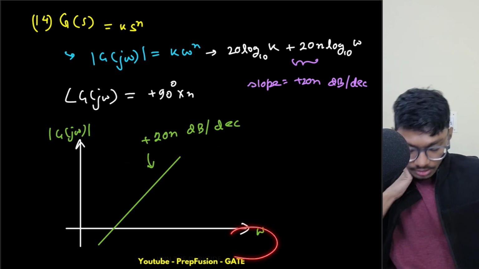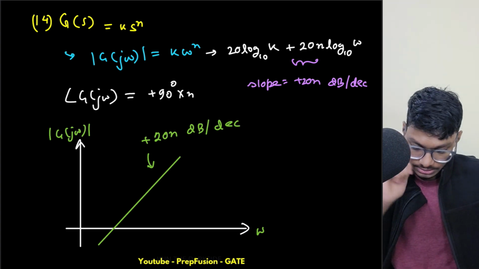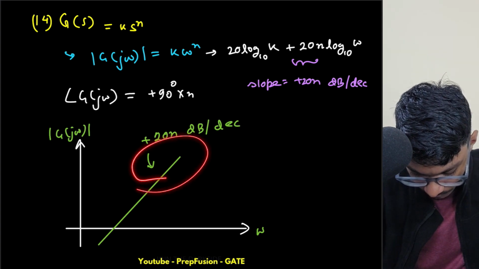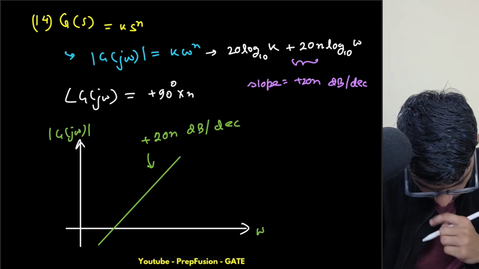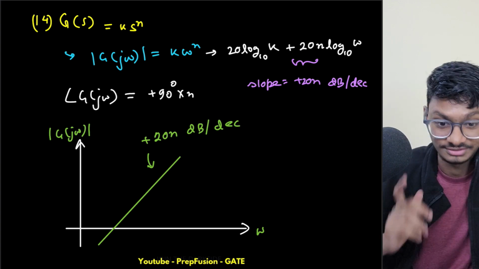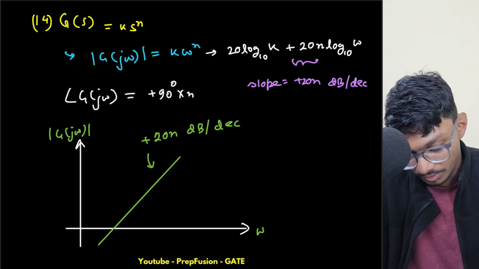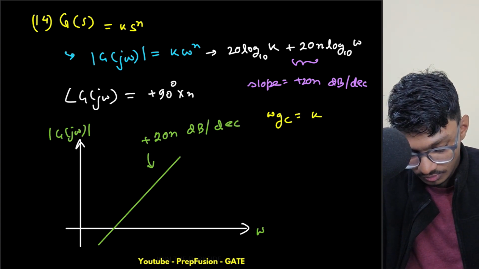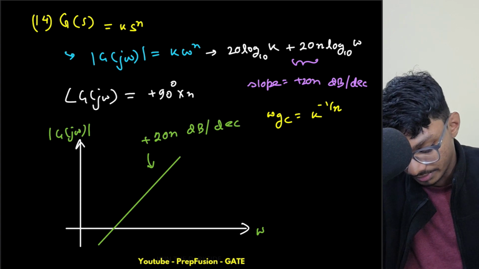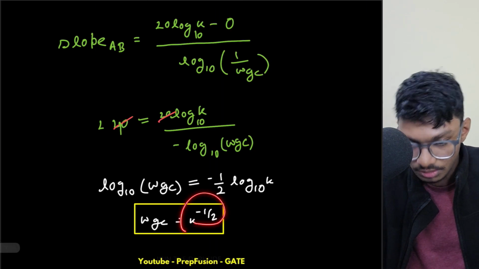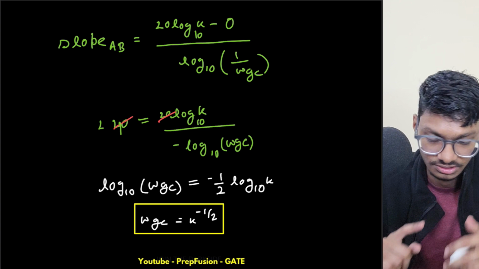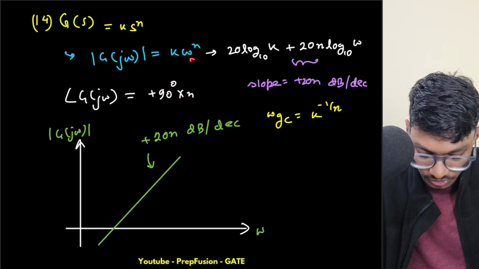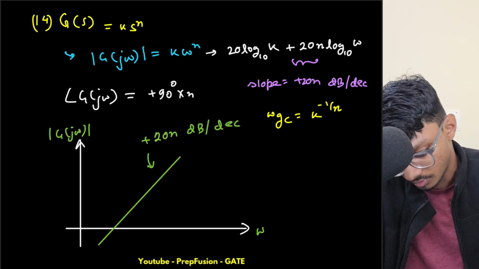Now, what else do we have to do? Yes, the omega gc. What is the omega gc? Omega gc was simply K raised to power minus 1 by n. This time it is plus 1 by n; that time it was minus 1 by n. Simply it's the reverse, right? If you put this in the equation also, you will get it. If you don't want to use the equation, you use the graph slope method. Whatever you want to do, you do.